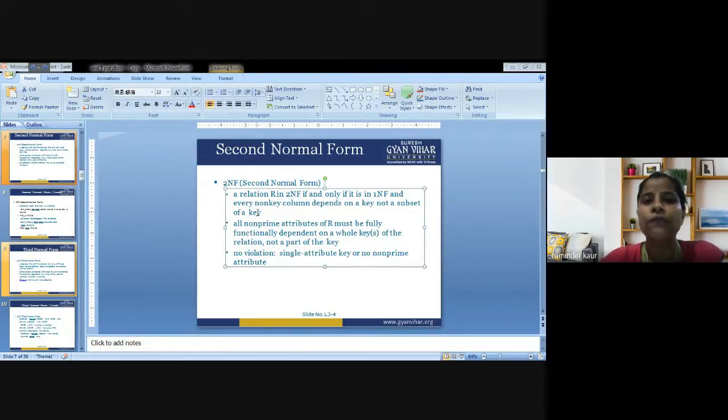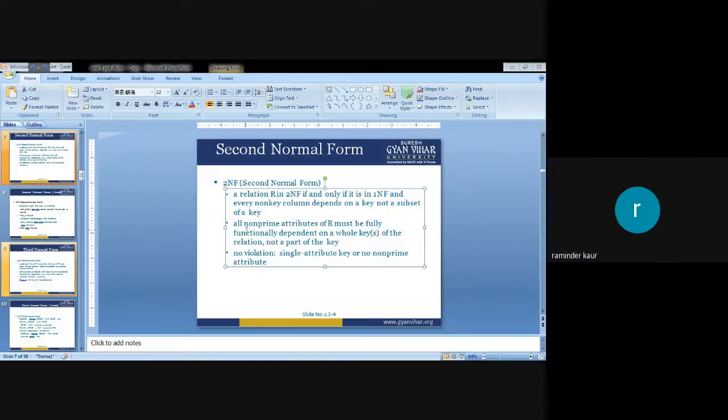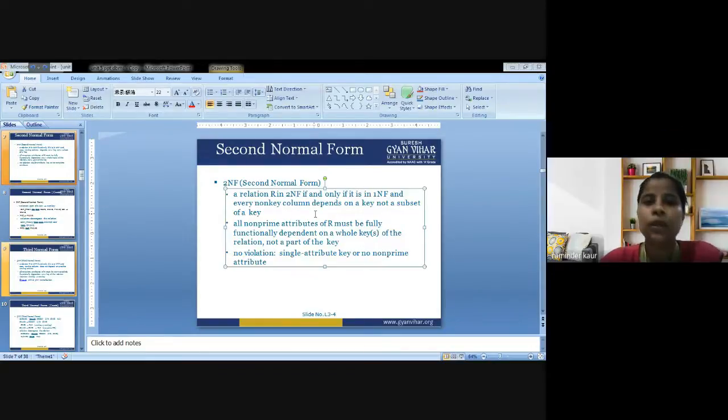A relation is in 2NF if and only if it is in 1NF, and every non-key column depends on a key that is not a subset of a key. Second, all non-prime attributes of R must be fully functionally dependent on a whole key of the relation, not a part of the key. And third is no violation, that is single attribute key or no non-prime attribute could be there.